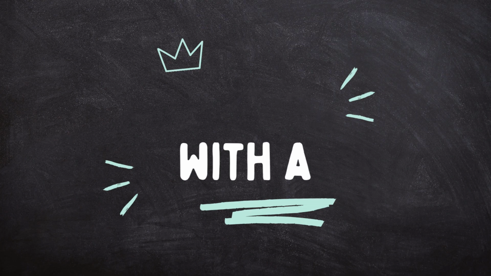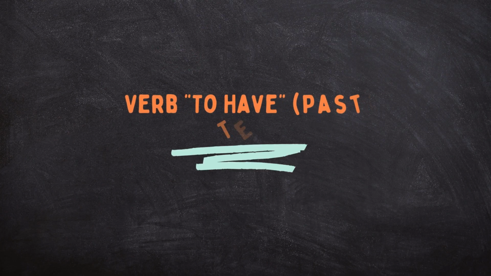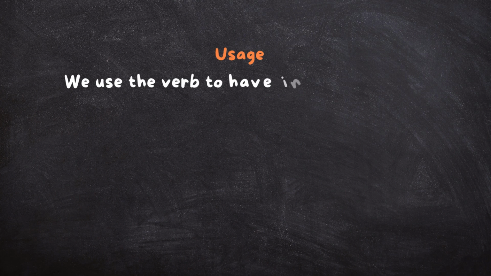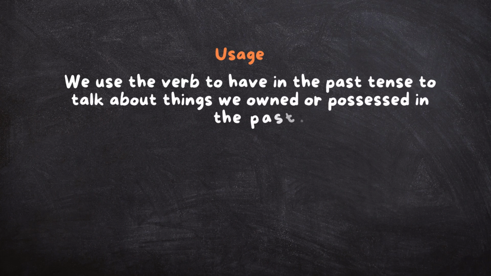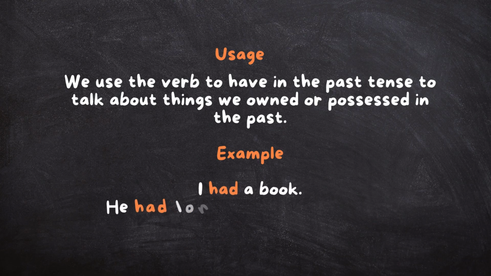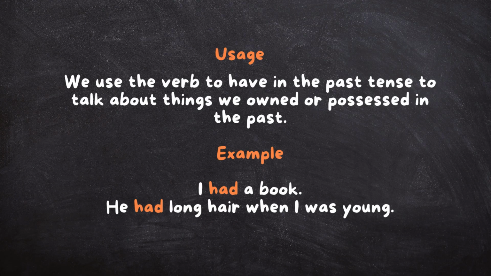And in this lesson, we'll be looking at the verb to have in the past tense. What do we use the verb to have in the past tense for? We use it to talk about things we owned or possessed in the past, to express that you used to have something or that something belonged to you in the past. We use the verb to have to talk about it.